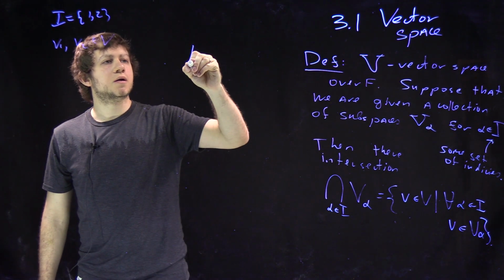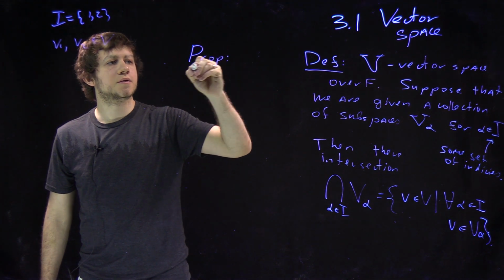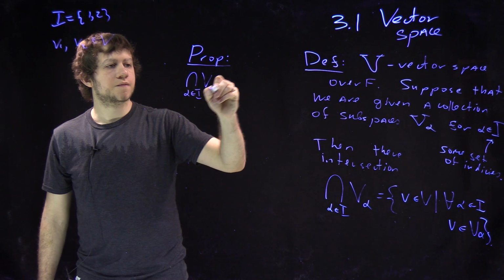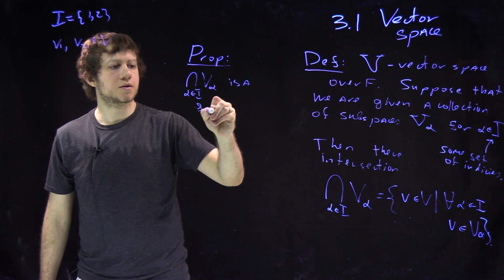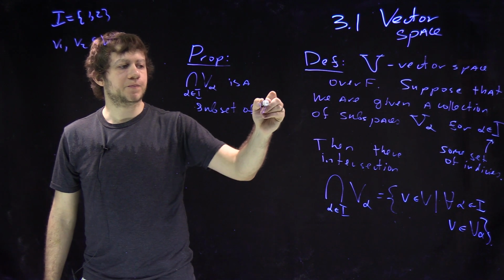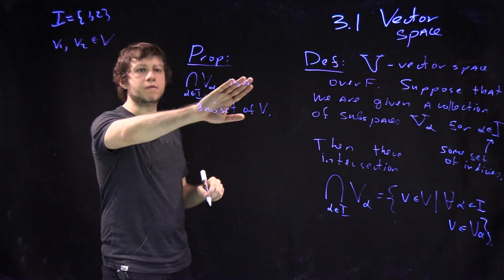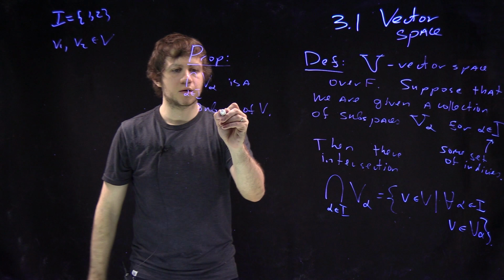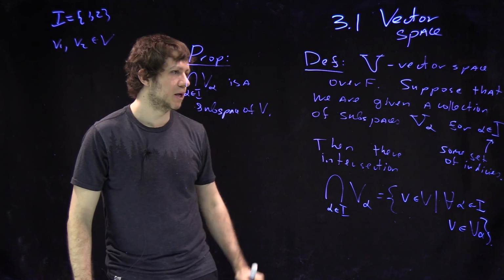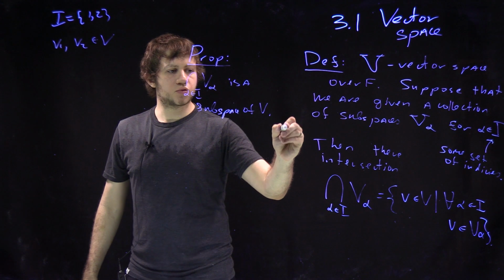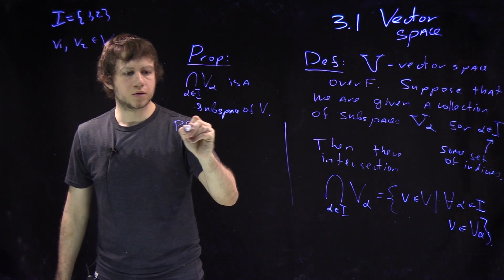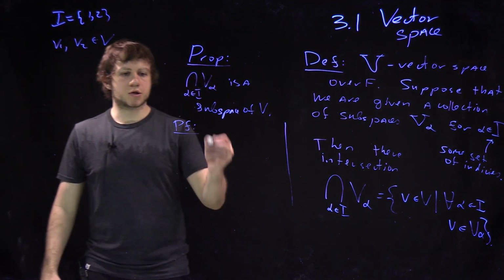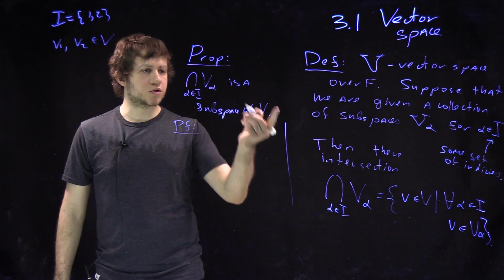And then a little proposition is that the intersection of V alpha, alpha in I, which is a subset of V, so the intersection of a bunch of subspaces is a subspace of V. So the proof is trivial. I mean, we need to check property 1, property 2. So let's prove that this is a subspace.